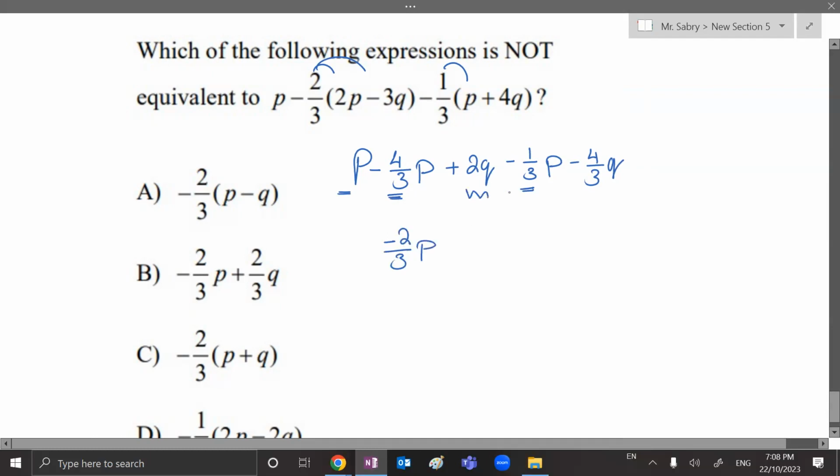And then 2Q minus 4 over 3 Q. That is 6 over 3, 6 minus 4, that's 2 over 3, positive 2 over 3 Q. Look at the choices. B. Very easy, right?